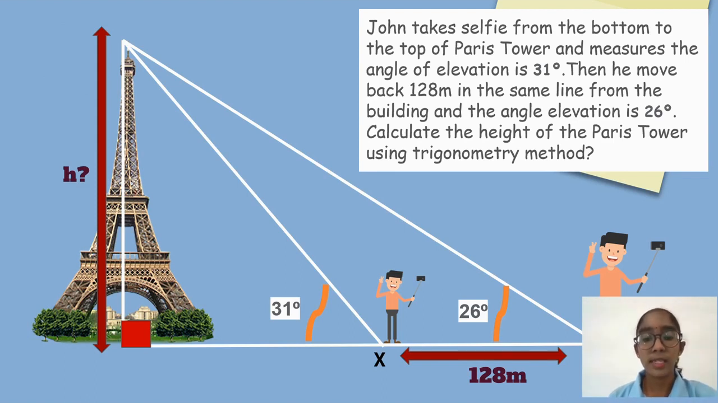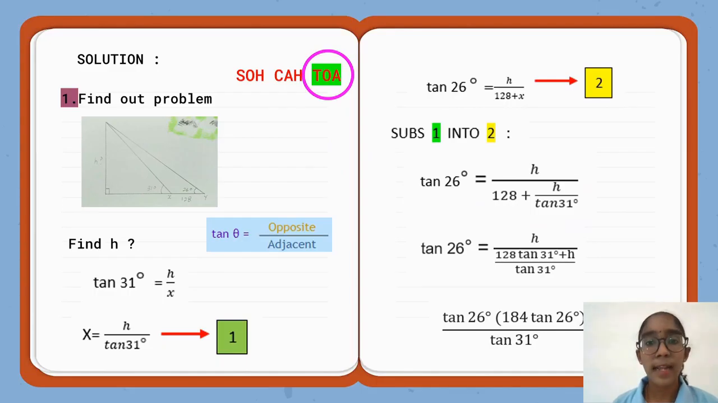So here x is 31 degrees, and y is 26 degrees with the 128 meter distance. So now we want to calculate the height. To calculate height from sine, cos and tangent, we are going to use tangent. Tangent is opposite over adjacent, so it is simply called TOA.